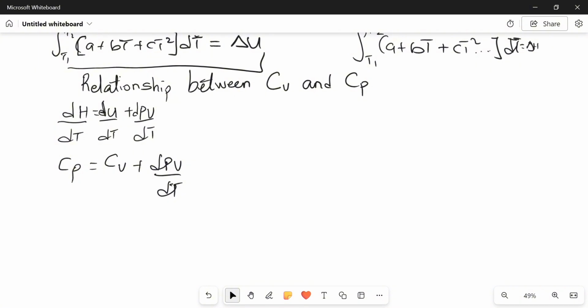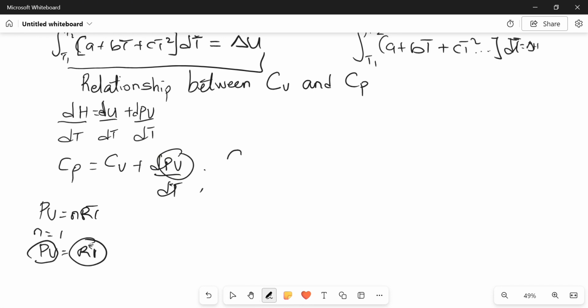Recall that PV for gases is equal to nRT. That's our gas. If n is equal to 1, certainly we are going to have PV equal to RT. So automatically I can replace this PV as RT. That's what I'm having here, as RT. So we can have Cp is equal to Cv plus the RT over dt.